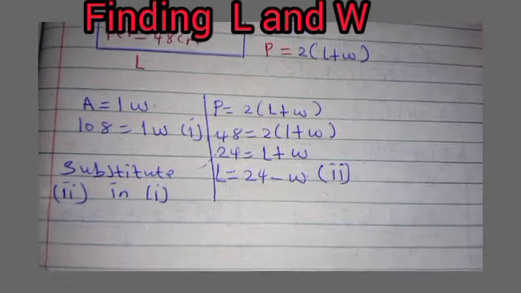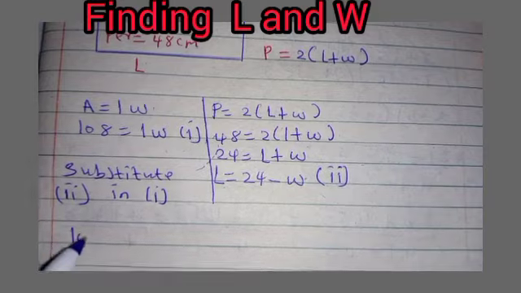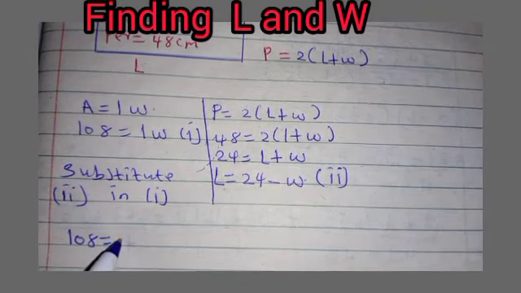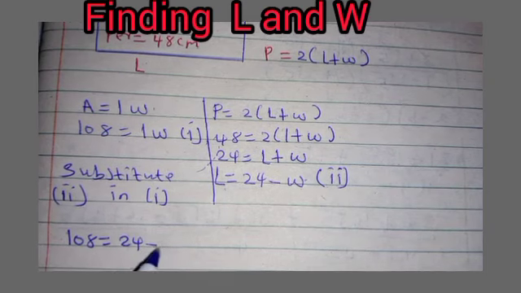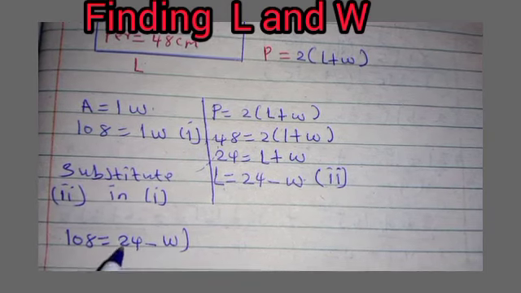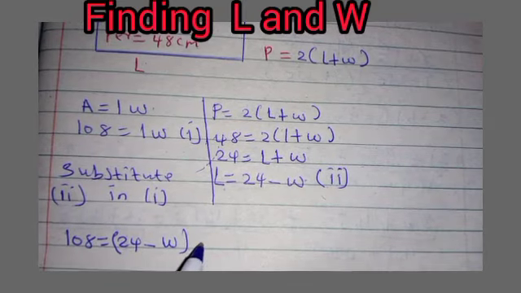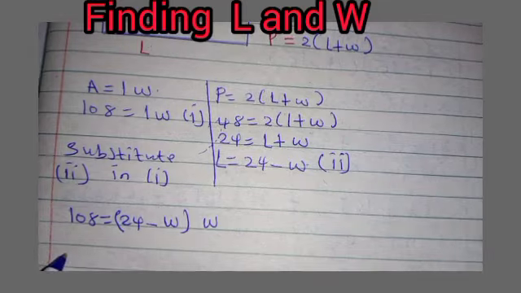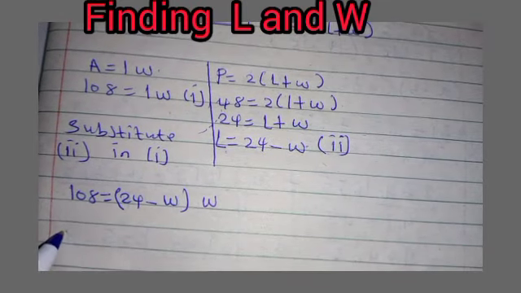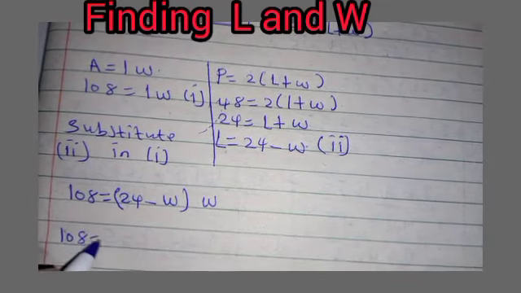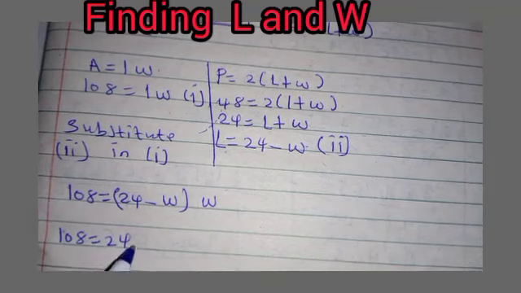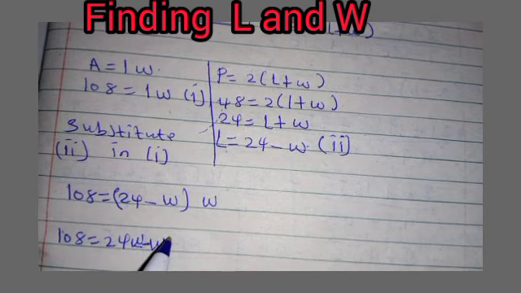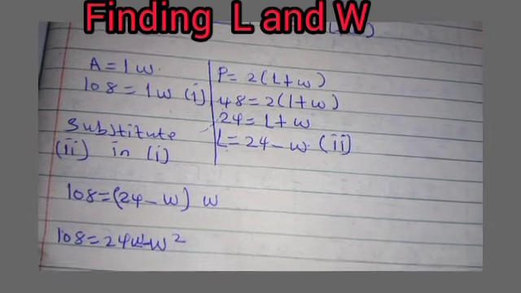So here we are going to have 108, which is equal to, instead of L, we are going to write 24 minus width multiplied by width, that way. Then we remove the bracket. When you remove the bracket, you have 108, which is equal to 24W minus W squared when we remove the bracket here.